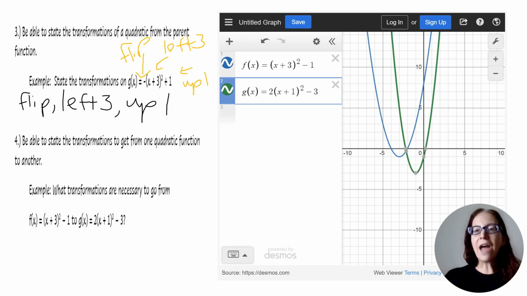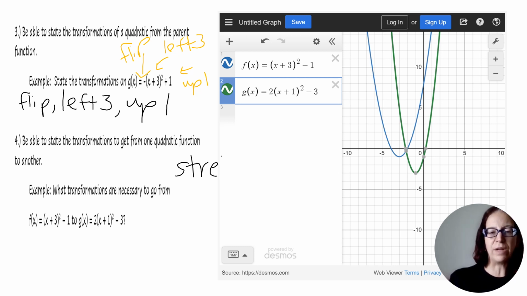So to get from the blue graph to the green graph, what are we doing? I can see that we had a stretch. So I can see that we are stretching the graph out because the green one is skinnier than the blue one.